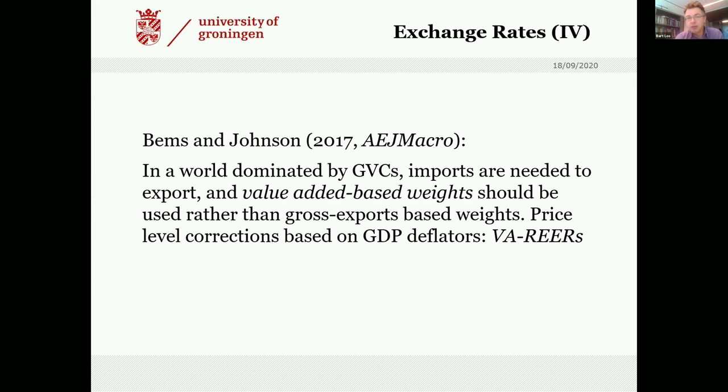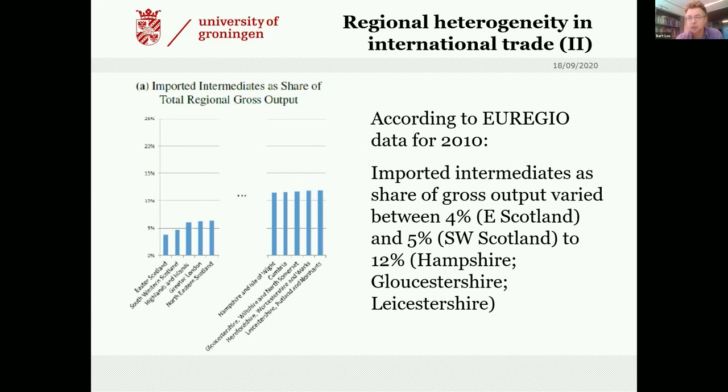Now, the main contribution by the paper by Benz and Johnson is that we should not focus on gross exports, as I mentioned, but on value added. So we should also know the extent to which exports or products sold to other regions depend on products that are purchased in other regions or in other countries and are imported. So we should not only consider heterogeneity and the importance of exports to other countries, but we should also look at heterogeneity in the origin of products and on international imports.